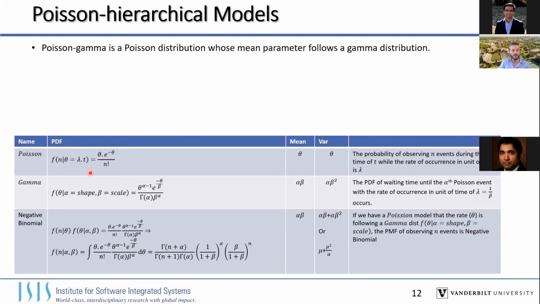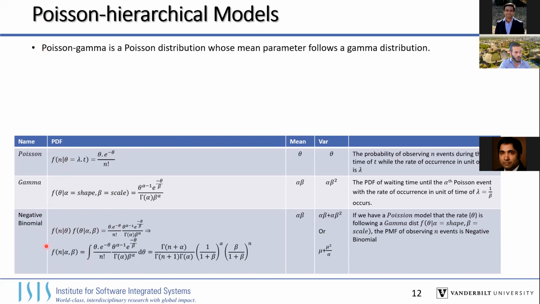And the main idea of Poisson is giving you the probability of observing n events during the time of t, while the rate of occurrence in that unit of time is lambda. And of course, you can replace lambda times t with theta. This will give you a PMF. So assume, and this is the definition of the gamma distribution. And gamma distribution will give you the PDF of observing alpha events in a specific time range. And if the theta here is following a gamma distribution, we call it Poisson gamma.